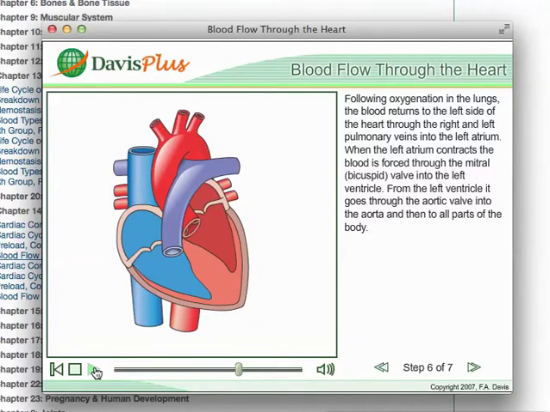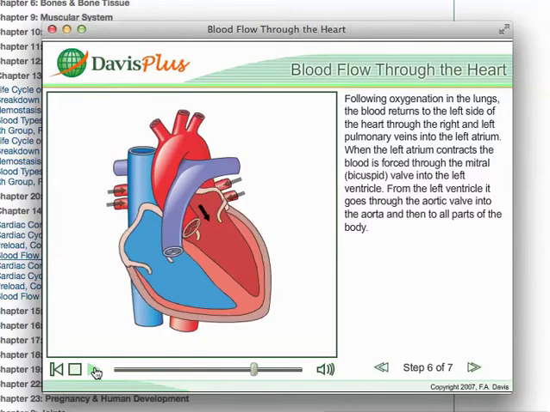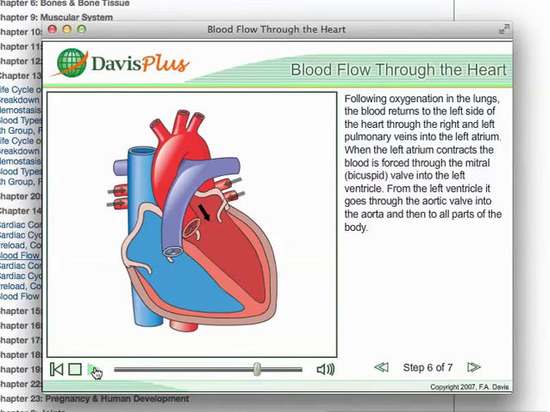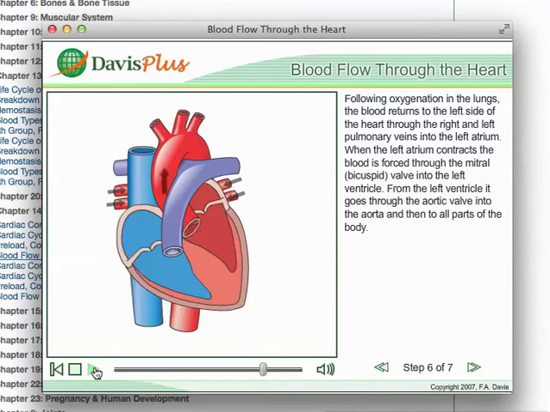Following oxygenation in the lungs, the blood returns to the left side of the heart through the right and left pulmonary veins into the left atrium. When the left atrium contracts, the blood is forced through the mitral or bicuspid valve into the left ventricle. From the left ventricle, it goes through the aortic valve into the aorta and goes to all parts of the body.